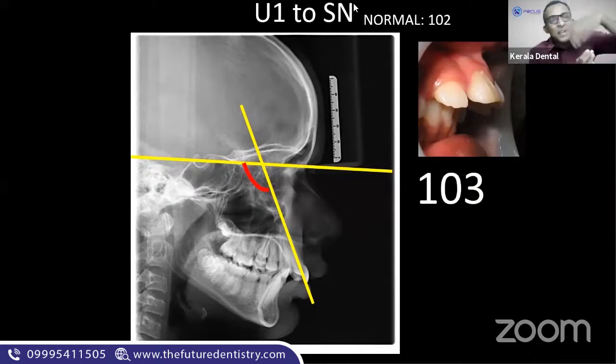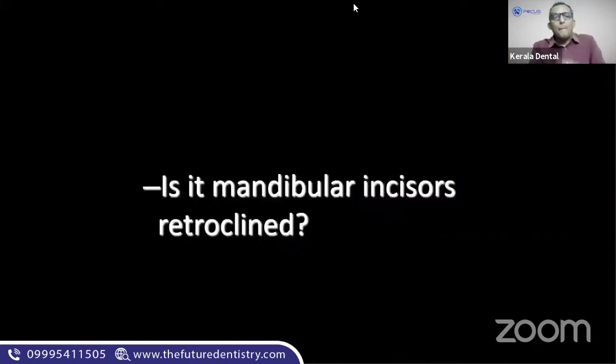It's not a severe proclination. It's a normal proclination of upper central incisor, guys. It's a normal proclination. So what do you mean? The parents are lying to you? Parents are saying that my son's teeth are coming forward? Actually, that particular kid's upper central incisor is not forward. It's just normal.